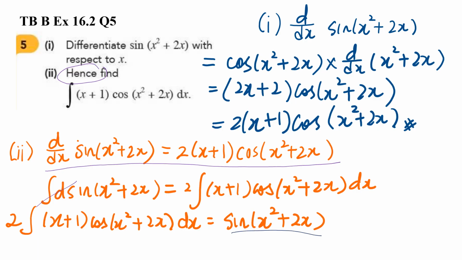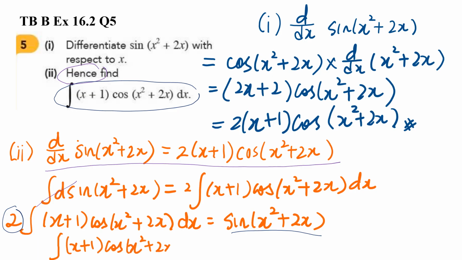If you look at what the question requires you to find, you need to get rid of the 2. Alright, so to get rid of the 2 means you divide by 2. So you can see divide by 2 as times half. Okay, so this is how you solve question 5. It's a very popular kind of exam question. So it's good that you acquire this skill to solve this kind of question.